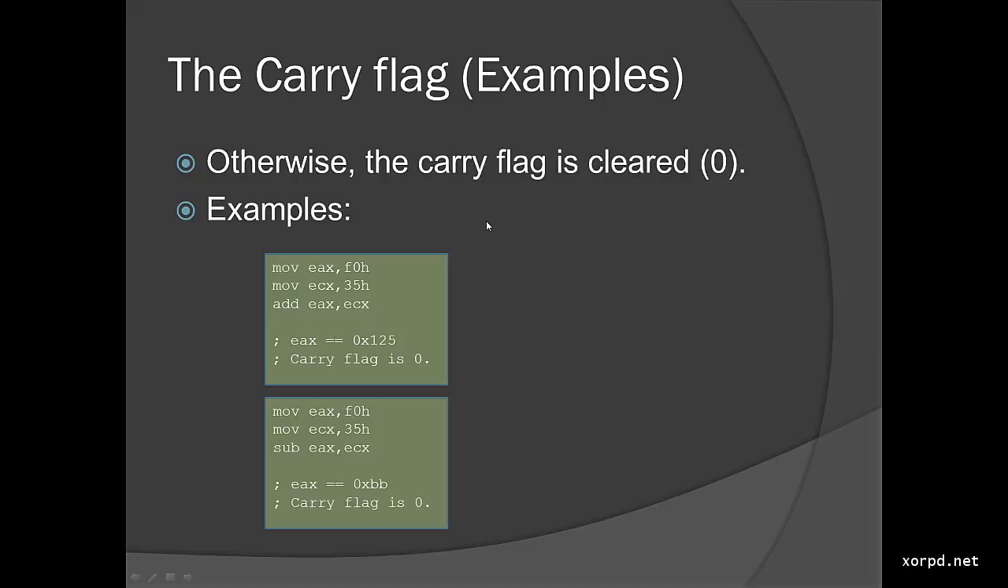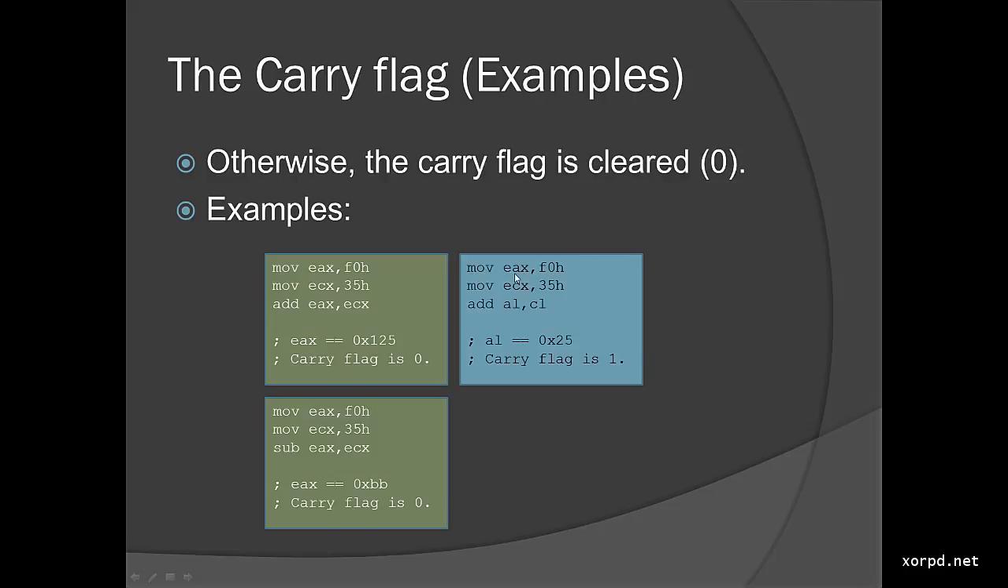Let's look at another example. This time, we have the same values inside EAX and ECX, but this time we subtract. We subtract EAX minus ECX. The result is going to be BB in base 16. And again, no wraparound has occurred. The result of this subtraction is pretty usual. We just did F0 minus 35, and this was the result. So again, the carry flag is 0. Let's look at a bit of a different example.